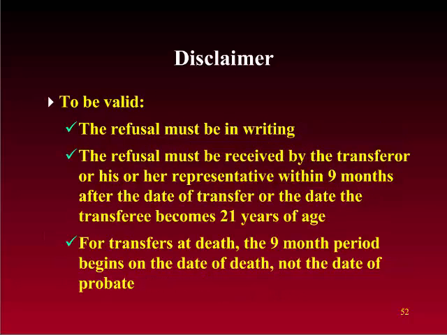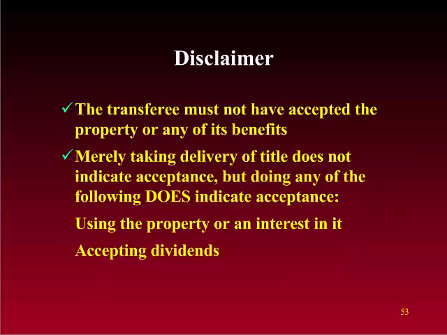To be valid, there are some requirements. The refusal must be in writing. The refusal must be received by the transferor or his or her representative, obviously the executor, within 9 months after the date of transfer or the date that the transferee becomes 21 years of age. For transfers at death, the 9-month period, the clock starts ticking at the date of death, not the date of probate. The transferee must not have accepted the property or any of its benefits.